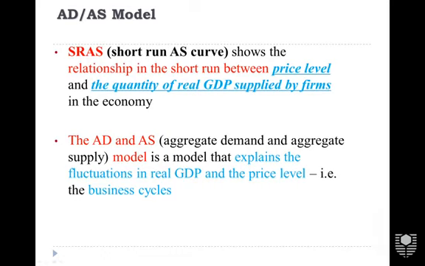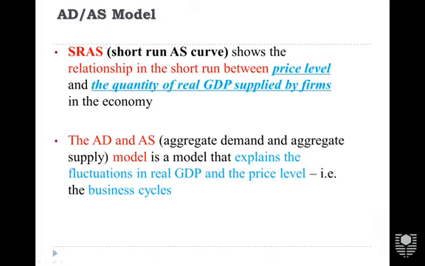Now, the aggregate supply curve would be of two types, short run and long run. The short run aggregate supply curve is basically a curve that shows the relationship in the short run, so we're talking about a short time period here, between the price level and the quantity of real GDP supplied by firms in the economy. Demand talks about the price level and the quantity of real GDP demanded, whereas the supply curve talks about the relationship between price level and the quantity of output supplied by firms in the economy.